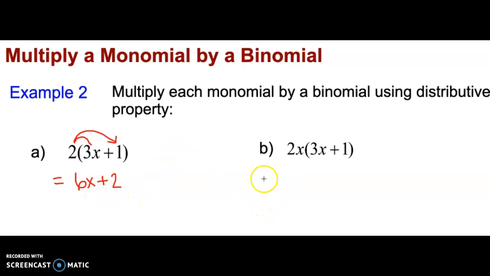When we move over to question B, we have 2x multiplied by 3x plus 1. So we'll do the same distributive property and we'll multiply 2x by 3x. That will give us 6x squared. Then we will multiply the 2x by the positive 1, which will give us 2x. So our answer for question B is 6x squared plus 2x.